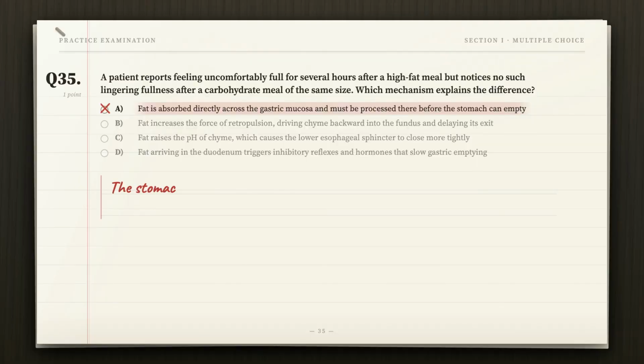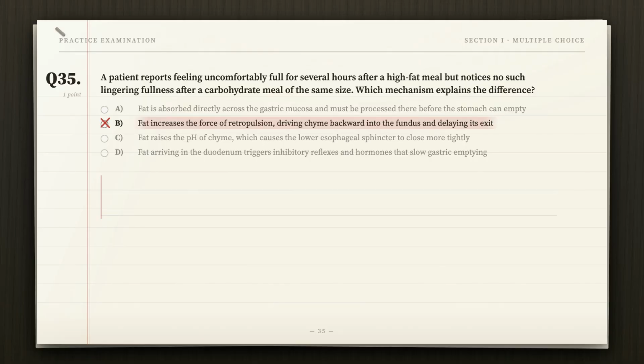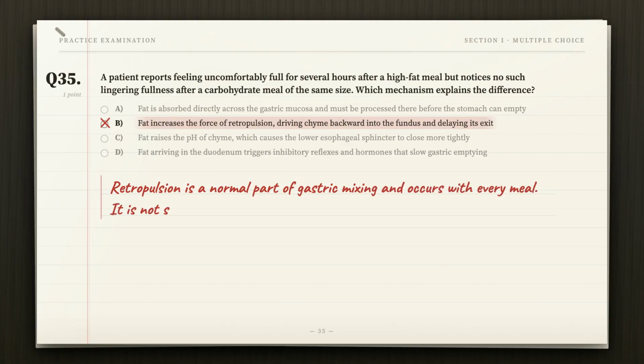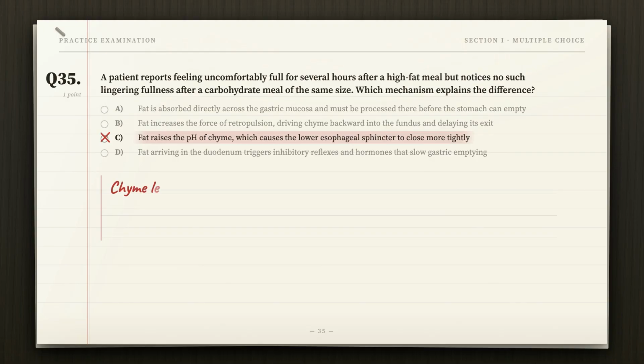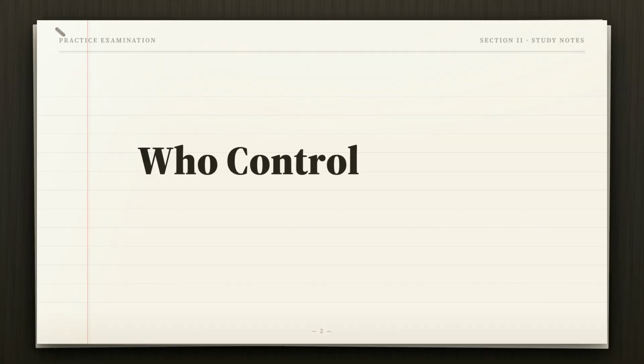A is wrong because the stomach absorbs very little, and fat is not among the substances it takes up. Fat absorption happens in the small intestine. B is wrong because retropulsion is a normal part of gastric mixing and occurs with every meal. It is not selectively increased by fat content. C is wrong because chyme leaving the stomach is acidic regardless of composition, and lower esophageal sphincter tone does not control the rate of emptying into the duodenum.